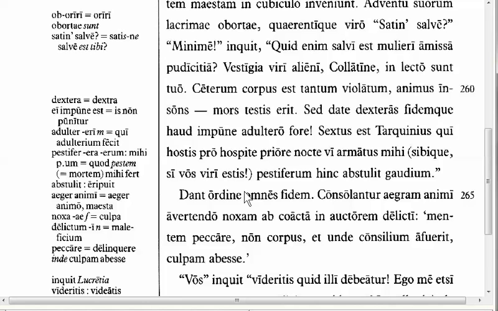And here we have consolantur aegram animi avertendo noxam ab coacta in auctorem delicti. So they console the woman sick in her spirit, sick in her heart. They console her by turning away the blame from her who was forced, turning the blame onto the author of the evil deed. Namely, they're trying to make her feel okay, because it wasn't her fault. She didn't do anything wrong. She was forced. So here the new feature is avertendo. They console the girl sick of spirit by means of turning away the blame.